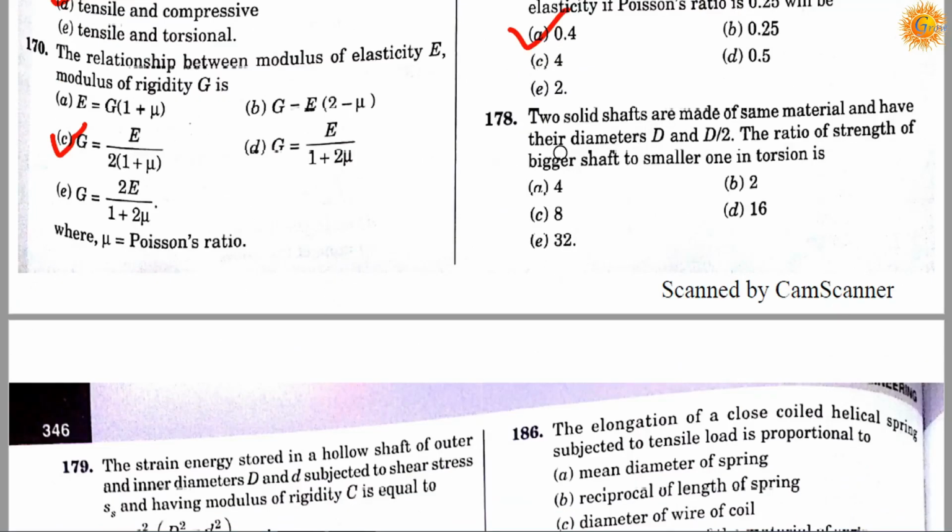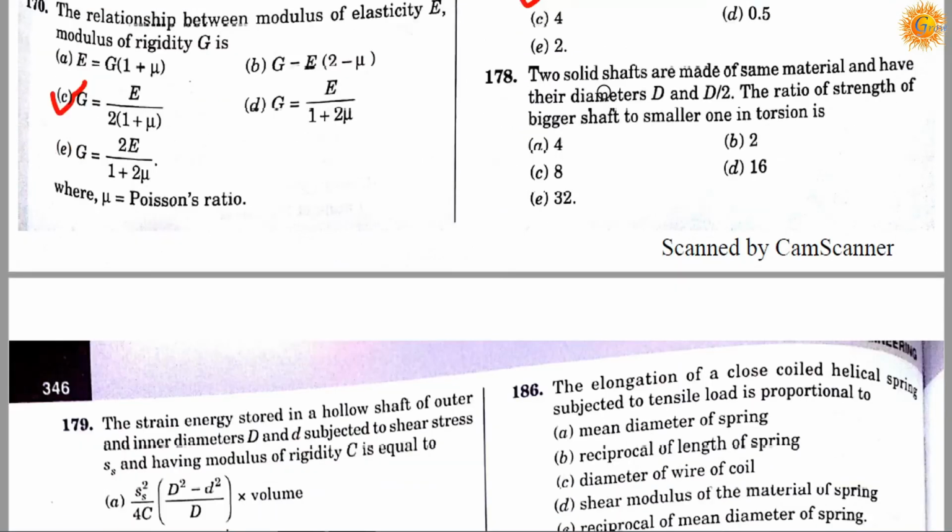Question number 178. Two solid shafts are made of same material and have their diameters capital D and capital D divided by 2. The ratio of strength of bigger shaft to smaller one in torsion is option A is 4, option B is 2, option C is 8, option D is 16, option E is 32. Correct answer is C, it will be 8.